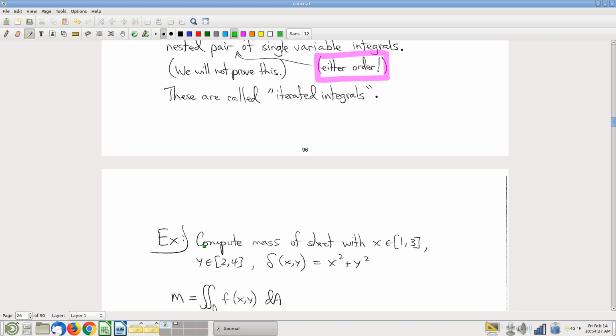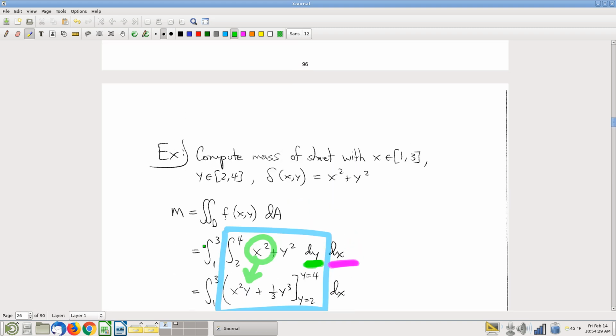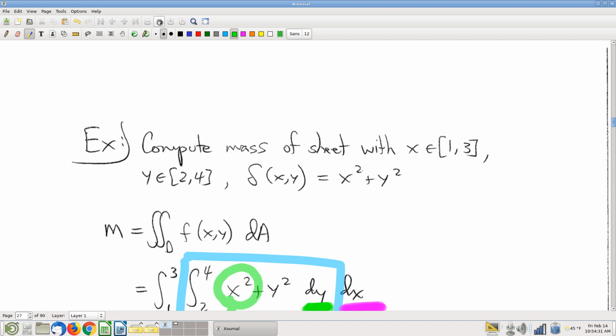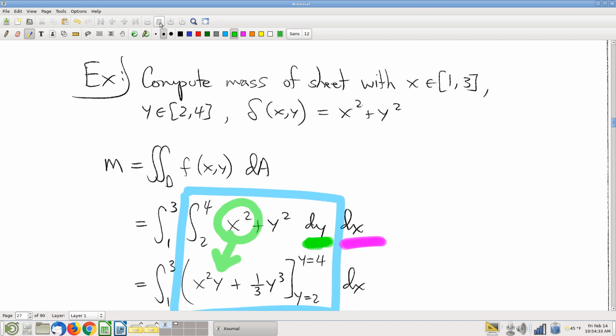Yeah. So here it is. So we do that integral. The antiderivative of x squared is x squared y.